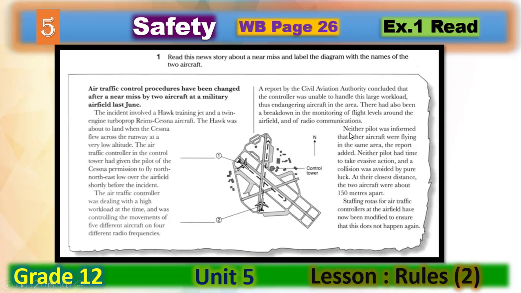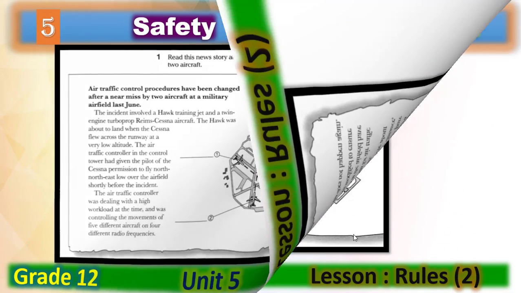the radio communications. Neither pilot was informed that the other craft were flying in the same area. The report added, neither pilot had time to take evasive action, and a collision was avoided by pure luck. At their closest distance, the 2 aircraft were about 150 meters apart. Staffing routes for air traffic controllers at the airfield have now been modified to ensure that this does not happen again. Now let's check your answers.